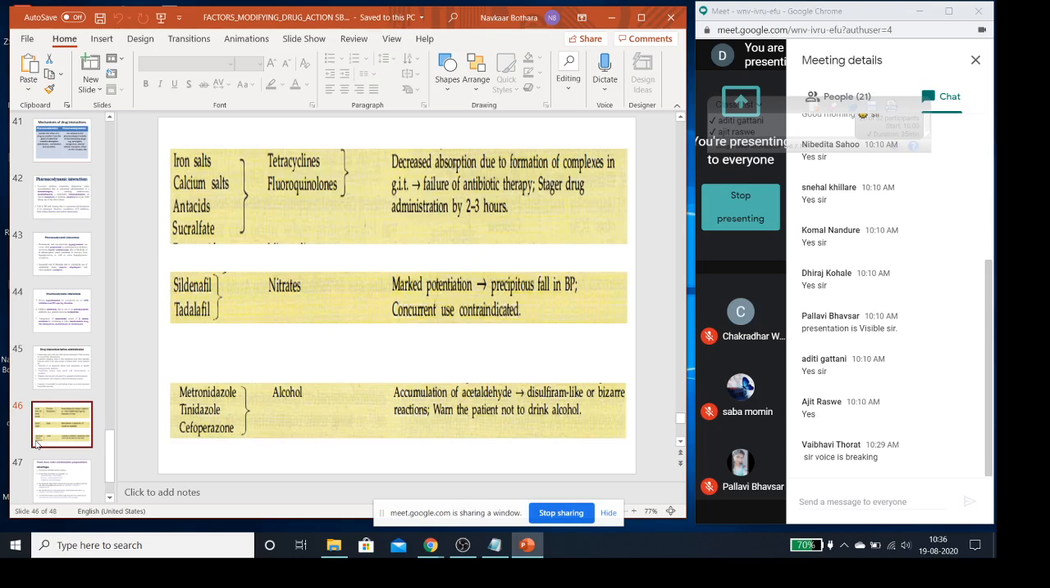these are pharmacokinetic type, which are causing severe reactions. Some are pharmacodynamic, and some of these are dangerous ones.